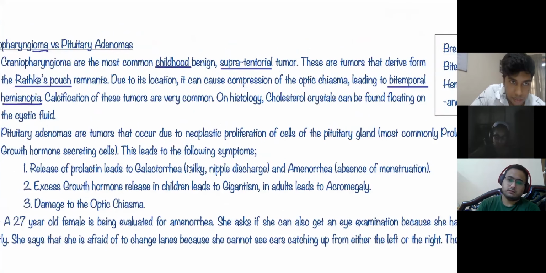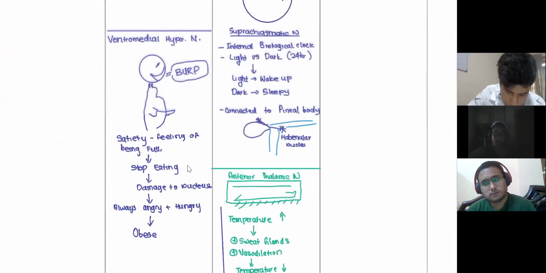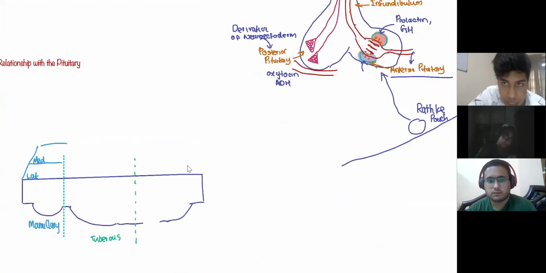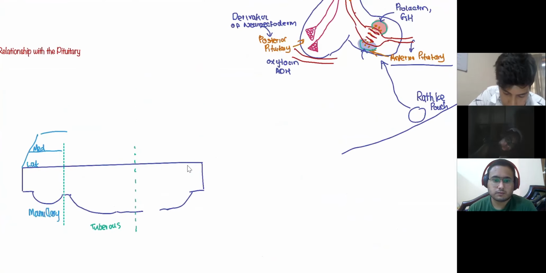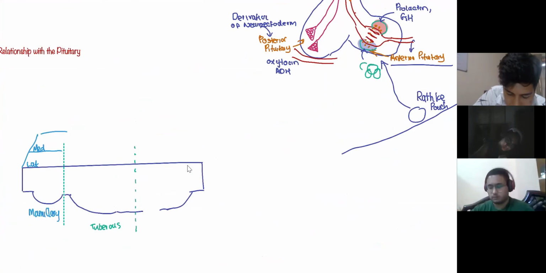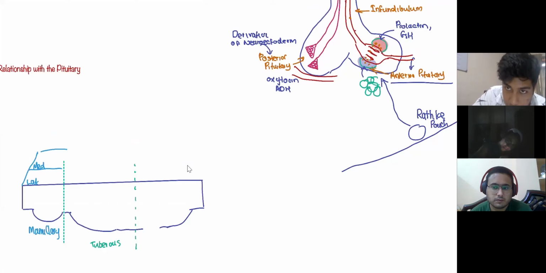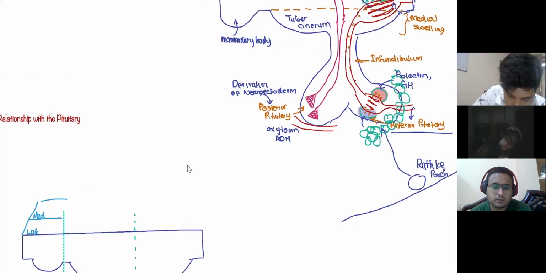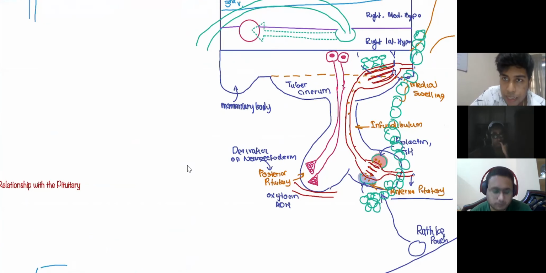Okay, these are tumors that derive from the Rathke's pouch. I told you earlier, here is the Rathke's pouch, which will migrate upwards. Sometimes during migration, some cells can be left behind. In a child, these can grow into a tumor which will cause compression. It will grow like this, and it will cause compression of the optic chiasma.